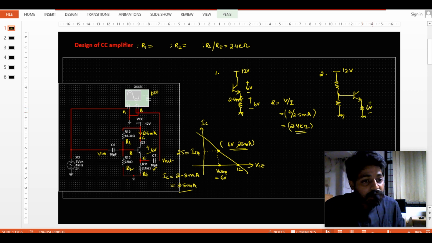Emitter needs around 6 volts, and the transistor also needs around 0.7 volts. Unless 0.7 volts is given to the transistor, it will not come out of the cutoff. So it needs around 0.7, and there is a drop of around 6 volts required across the resistor. So totally, this is the electrical node which needs to be pumped with a voltage of around 6 plus 0.7, around 6.7 volts.